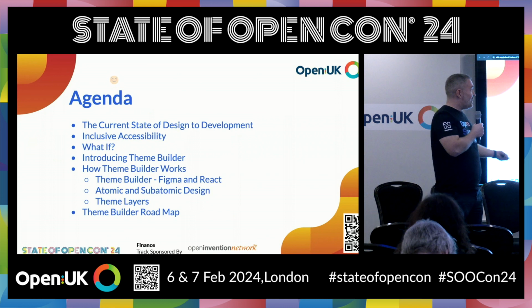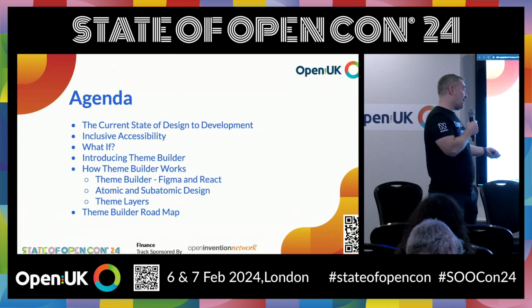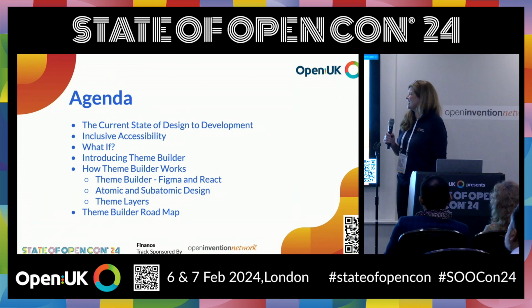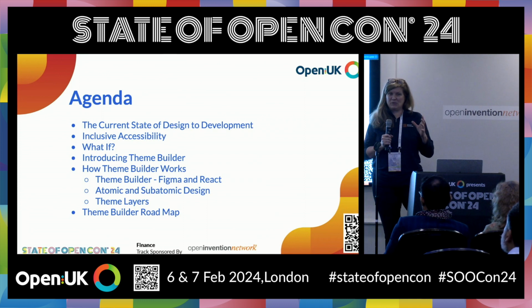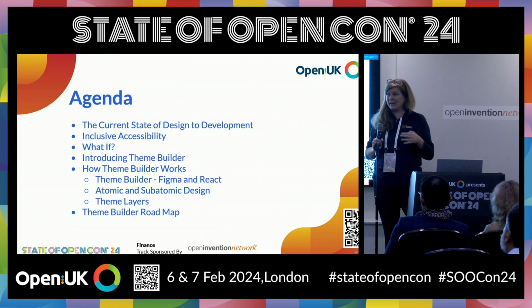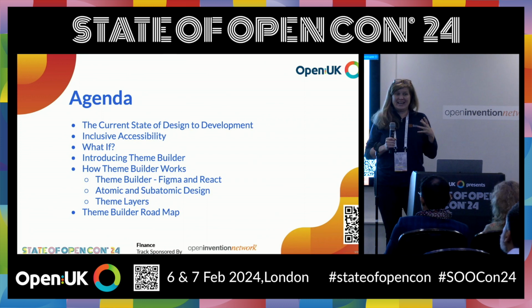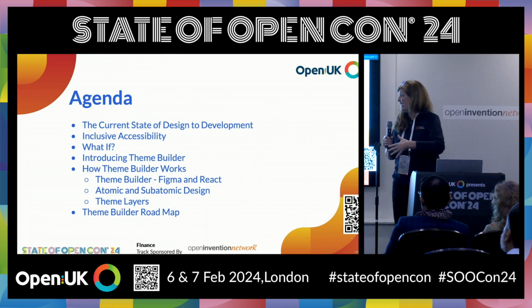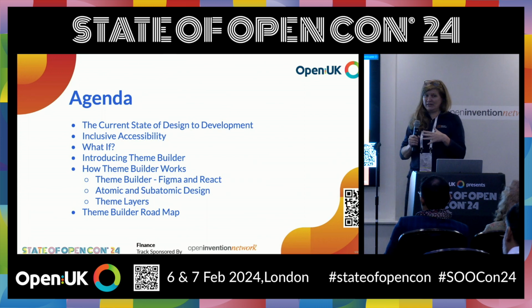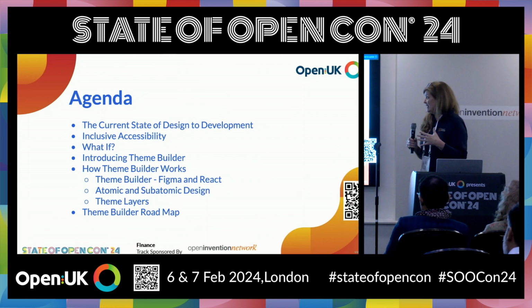So the agenda today. Lise, do you want to talk about the agenda? Yeah, sure. So we're just going to, first of all, talk to you guys about the current state of the design to development process and why there's a lot of pain points for designers, developers, and for the end users, and why accessibility is sort of taking a back seat in that pipeline. We'll talk about what accessibility and inclusive accessibility means.